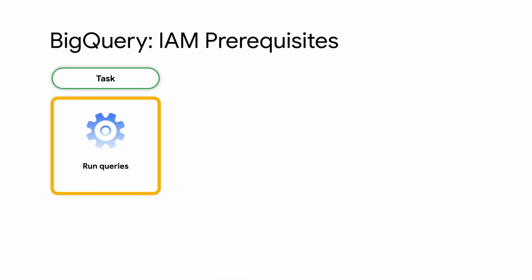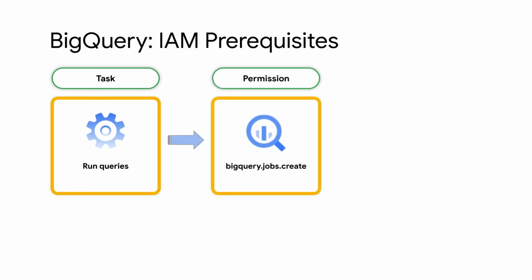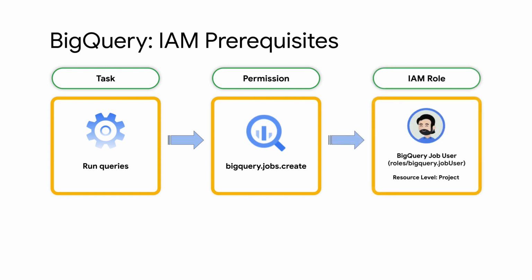Next up, running queries requires the BigQuery jobs create permission. This permission allows you to create and run jobs, including queries, and in turn have them billed to that project's billing account. The predefined IAM role BigQuery Job User has this permission and is granted at a project level.